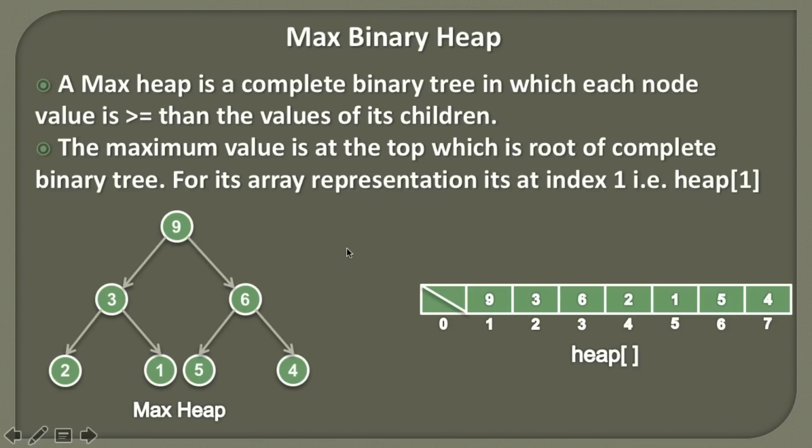Also friends, we discussed in a previous tutorial that a priority queue helps us in getting the maximum value among the collection of elements in constant time. So if we simply return the value at index 1, we get the maximum value of this max binary heap. And similarly, for the min binary heap, if we return the value at index 1, we'll get the smallest value among the collection of elements. So let's see how we can insert a value in Max Heap.